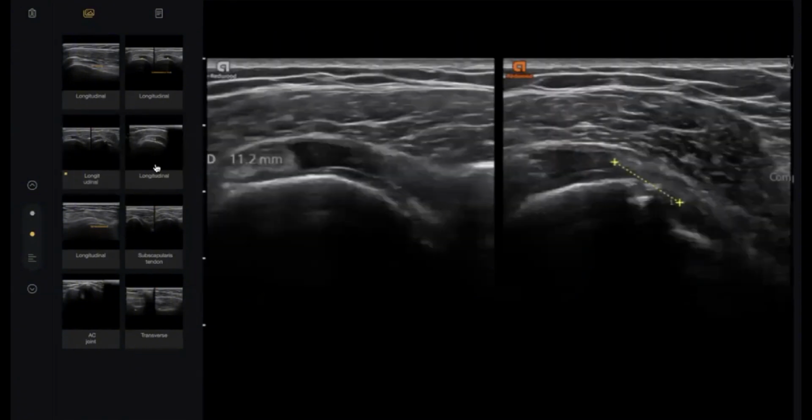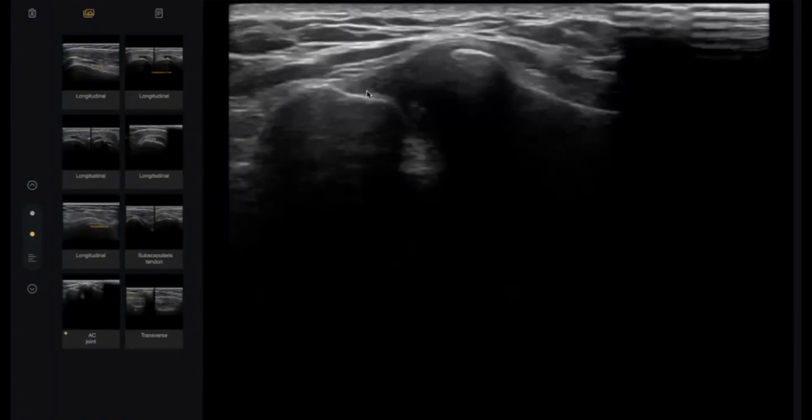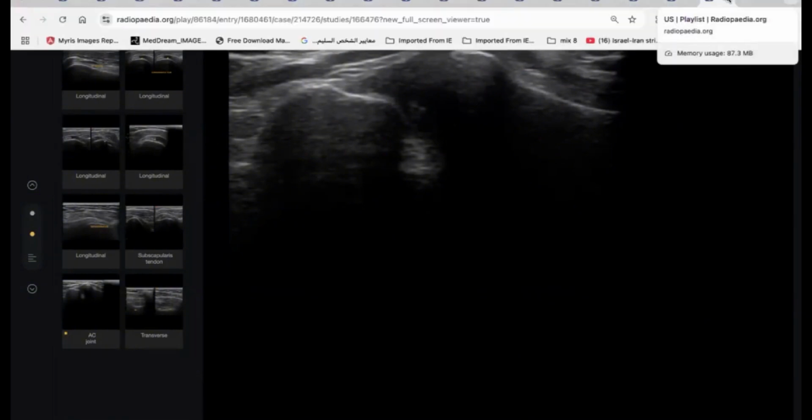What is os acromiale, my friends? When the acromion is not completely fused with its epiphysis. It is another cause of shoulder pain and a predisposing factor of supraspinatus tear. Low-lying sloping acromion, acromion type 2 and 3, and osteoarthritis here. Okay, my colleagues, thank you so much.